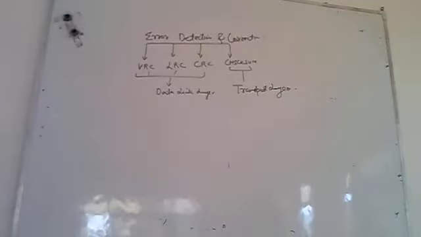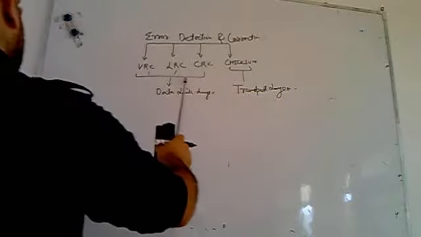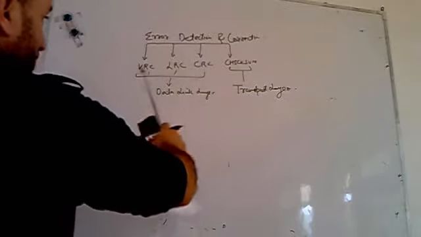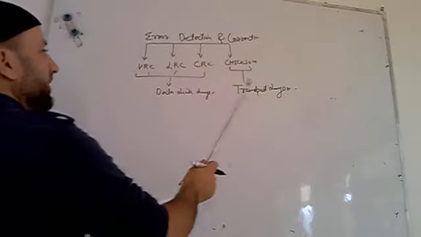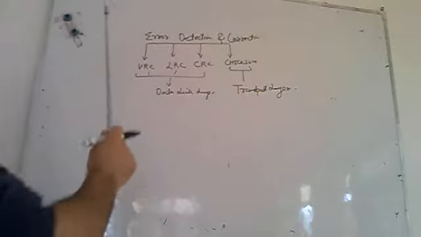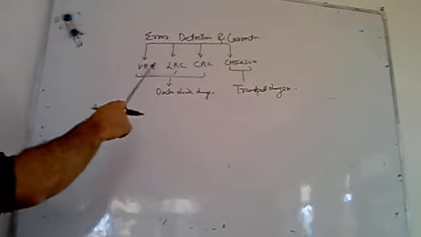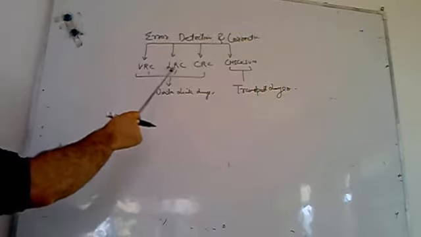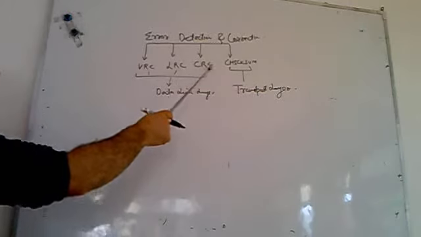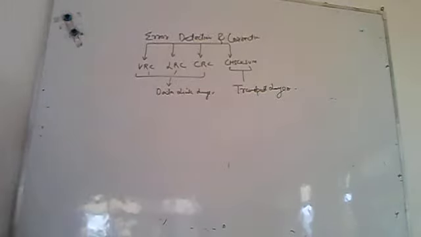So we are reading about error detection and correction, and in it we have VRC, LRC, CRC, and checksum. These three are being done in the data link layer, and this one in the transport layer. Now, what is VRC, LRC, CRC? VRC is vertical redundancy check, and LRC is longitudinal redundancy check. We can say it's codes: vertical redundancy code, longitudinal redundancy code, and cyclic redundancy code. And then we have a checksum.